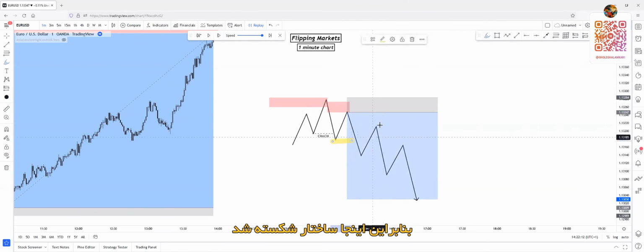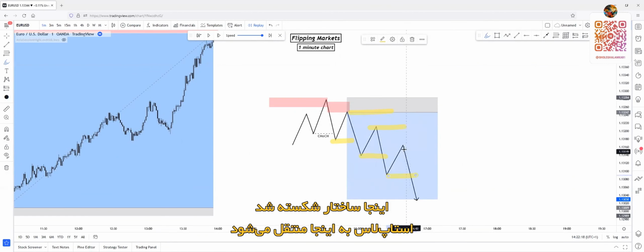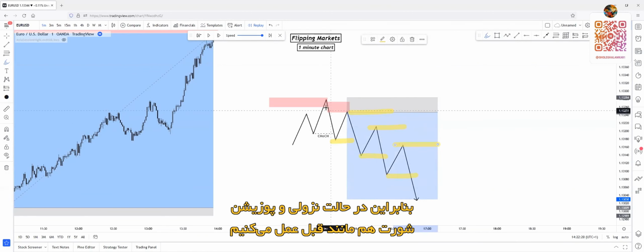So break of structure here, stop loss at break even. Break of structure here, stop loss here. Break of structure here, stop loss here. So the same concept goes on for the short opportunities.